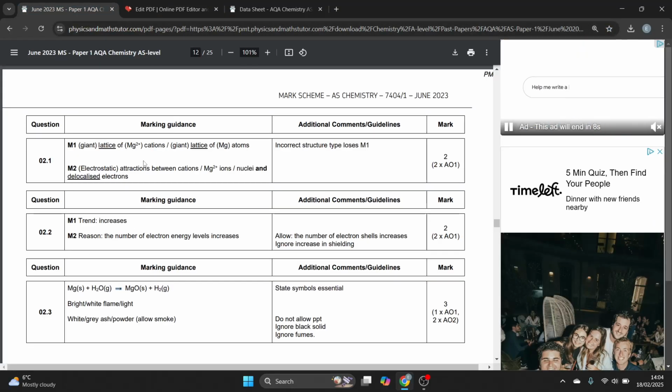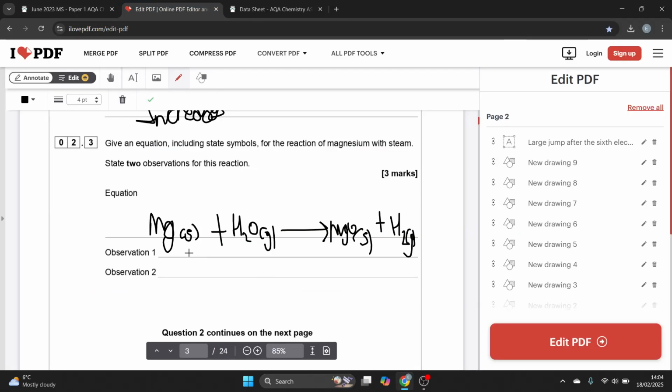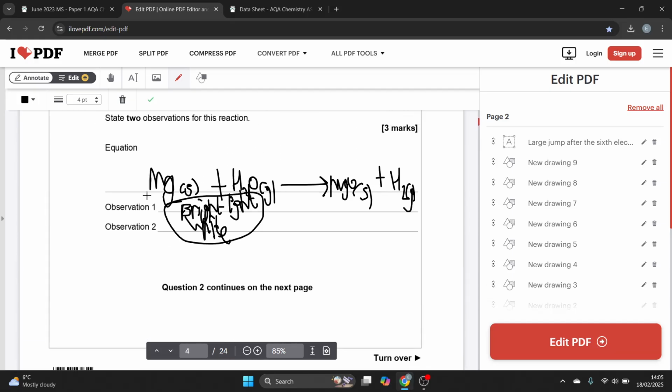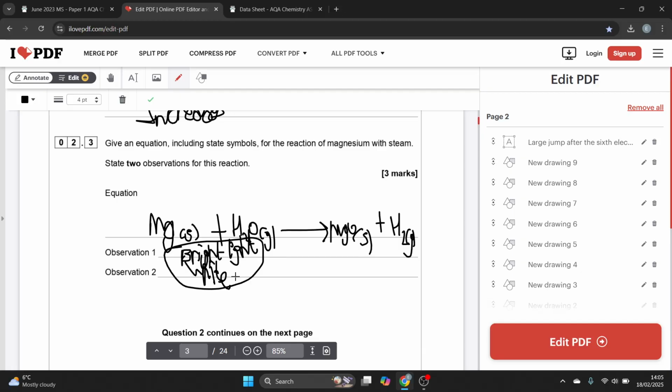The observations: bright light, white. The thing about these equation questions is they like to often repeat them. So memorizing these, well, you should already memorize the equations, but memorizing equations from past paper questions, definitely do that.